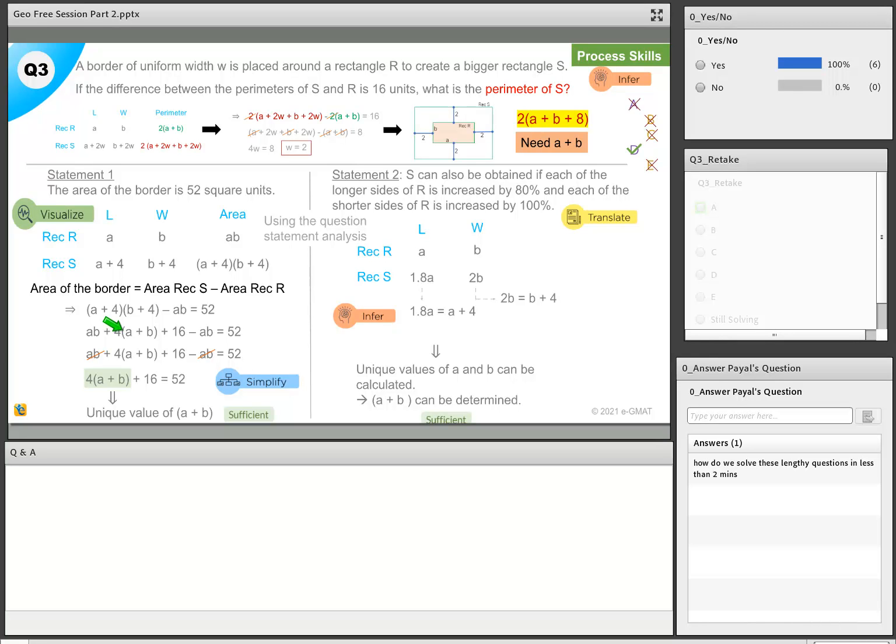How do we solve these lengthy questions in less than 2 minutes? You build your process scalability. There's nothing in this question that warrants more than 2 minutes. You can easily solve this question within 2 minutes. And the way to do that is you build your conceptual ability, you build your process skills, okay? So that when you are, for example, in this question, the uniform width W, you shouldn't really have to think too hard to come to the inference that W is equal to 2. You should be able to do this rather quickly.